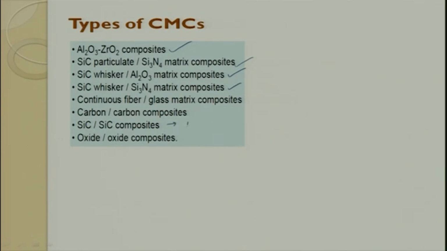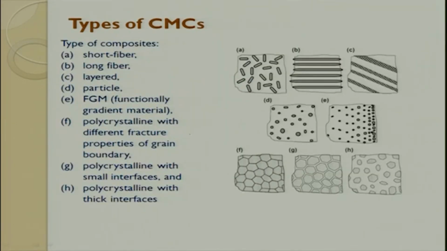SiC. These are all very high temperature applications, used in missiles, rockets, all those things. Oxide composites are also available. For example, alumina reinforced with an alumina particulate, or alumina reinforced with zirconium oxide, or alumina reinforced with SiO2. These are some of the examples.